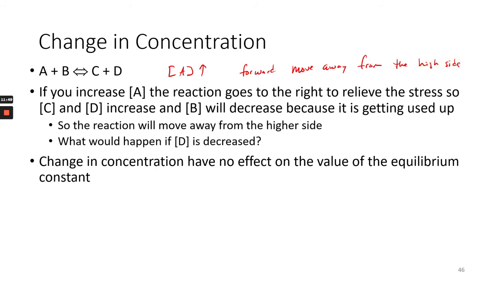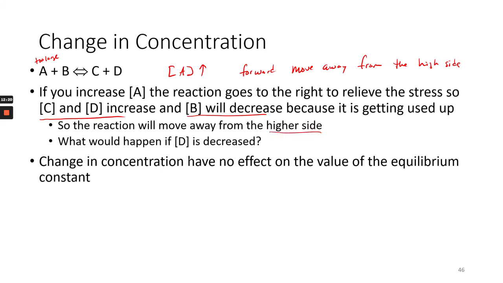By increasing the concentration of A, I made this side too large. So it will move away from it, using it up, thus shrinking it down a little bit. But you will also make more of C and D. So by moving forward, you're going to end up increasing the concentrations of C and D. And B will decrease because it's going to get used up with your A. So your reaction will always move away from the higher side.